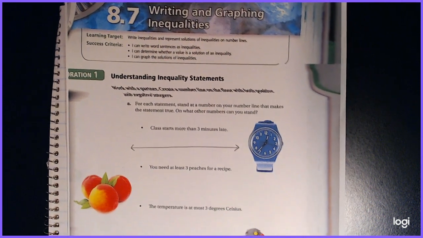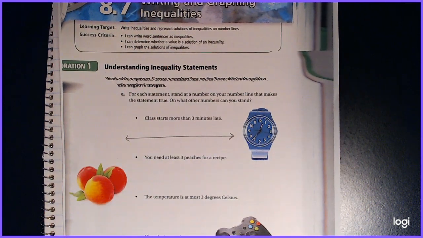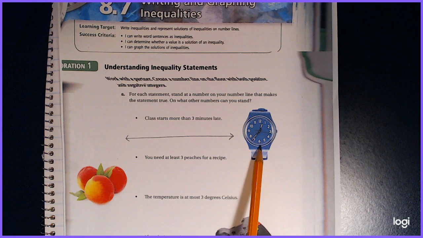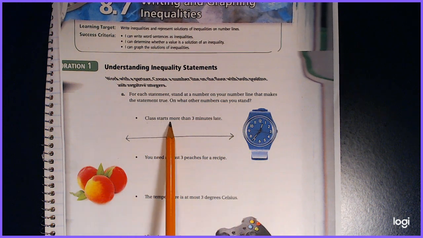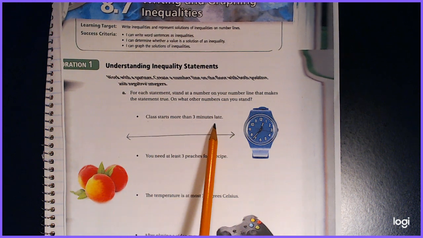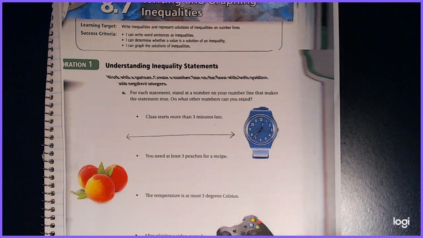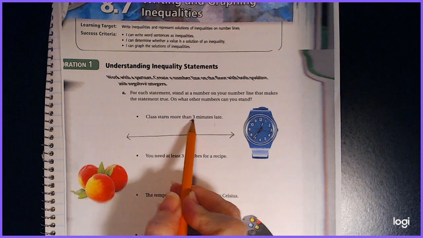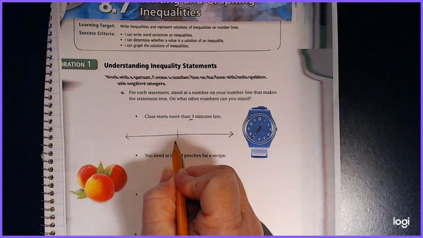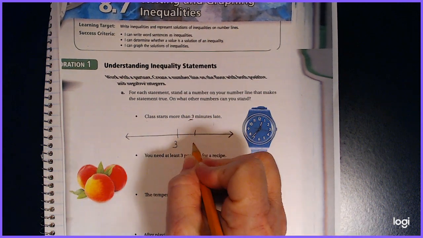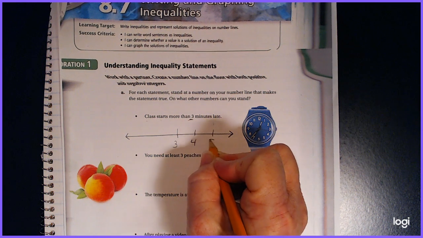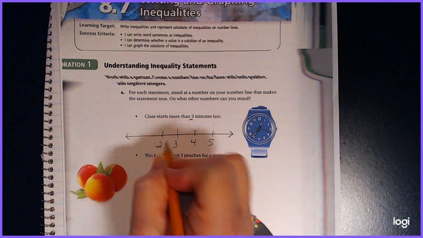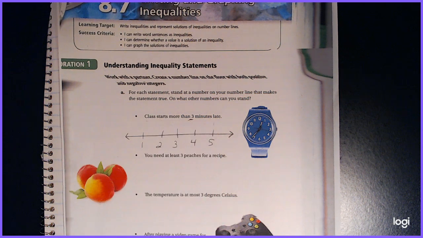So, all right, well, let's go ahead and look at some statements that are talking about inequalities, and then I'll explain a little bit. So our first statement here, we have a watch, and it says class starts more than 3 minutes late. So if I wanted to show some solutions on a number line, I know that I have the number 3, so I probably would put a 3 on here. And I like to go ahead and put at least 5 numbers or tick marks on my number line.